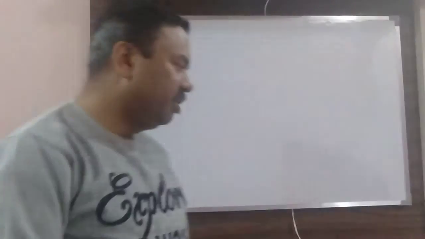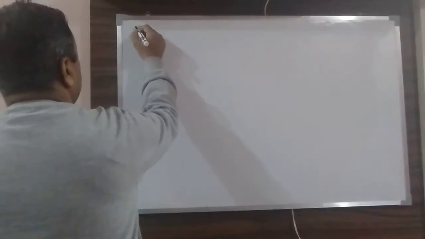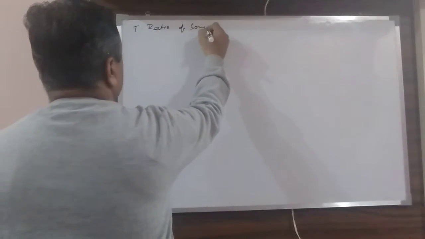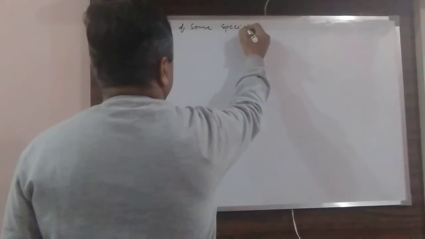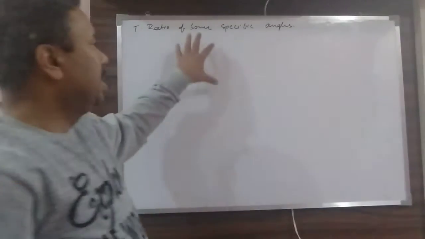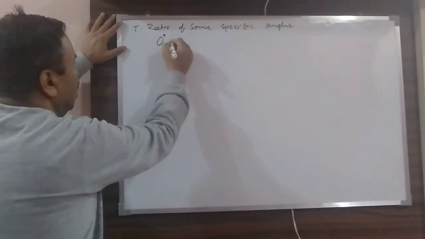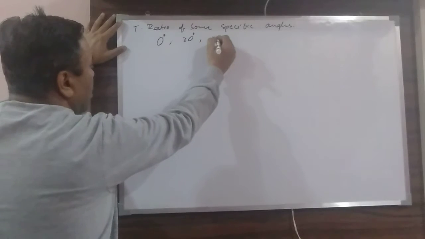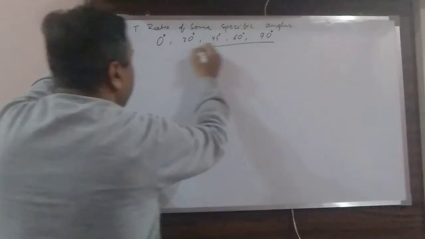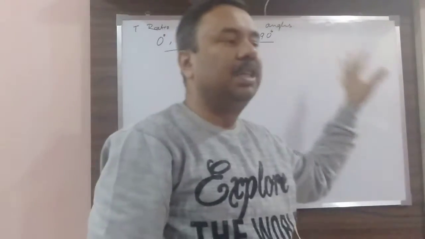Okay, now let's find out the trigonometric ratios related to some specific angles. The specific angles that you have to study are trigonometric ratios of some specific angles. And what are those angles? Those angles I will be taking 0 degree, 30 degree, 45 degree, 60 degree and 90 degree. What are the trigonometric ratios in respect of these?